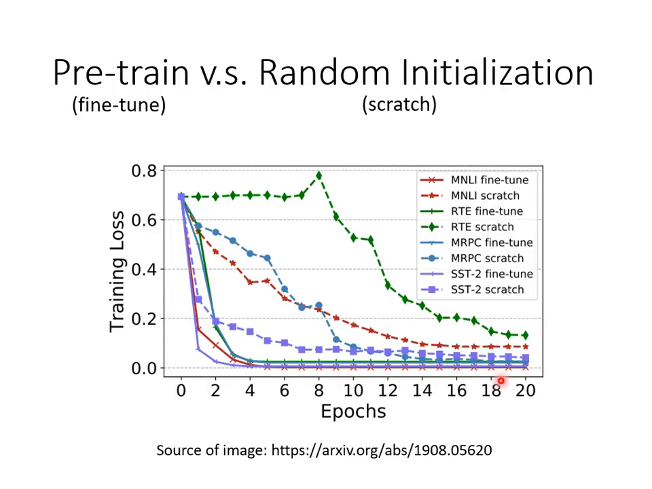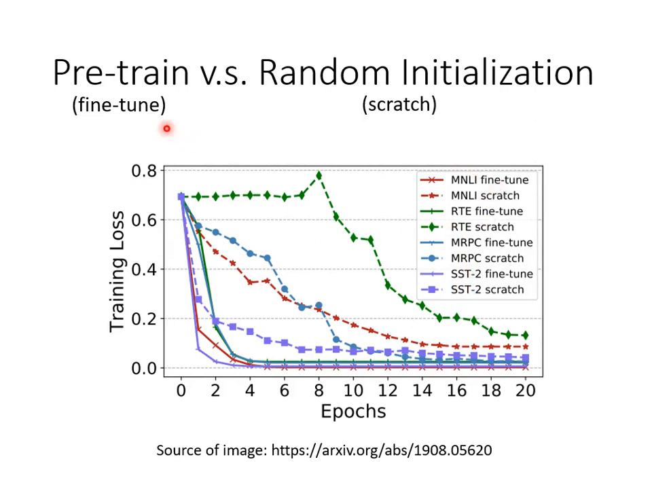The horizontal axis is the training epochs. The vertical axis is the training loss. Everyone must be very familiar with this kind of figure by now. As the training progresses, of course, the loss will get lower and lower. The most interesting part of this figure is that there are various tasks. We won't explain the details of these tasks. I just want to show that there are various tasks.